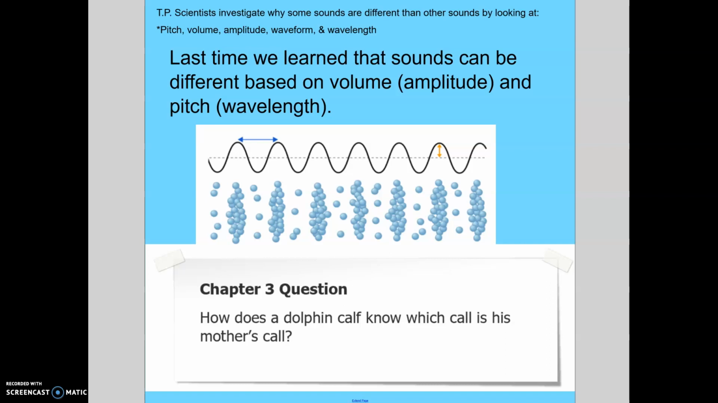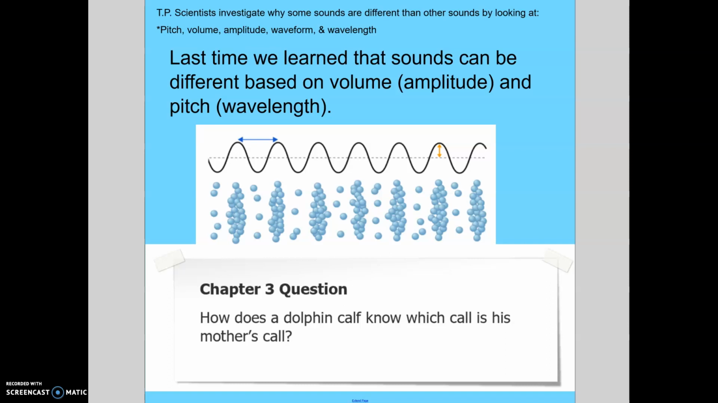We are still investigating why some sounds are different than other sounds by looking at pitch, volume, amplitude, waveform, and wavelength. In our last lesson, we learned that sounds can be different based on volume, that is the height or amplitude of the wave, and sounds can be different based on pitch, that is the wavelength or how far apart the waves are from each other.